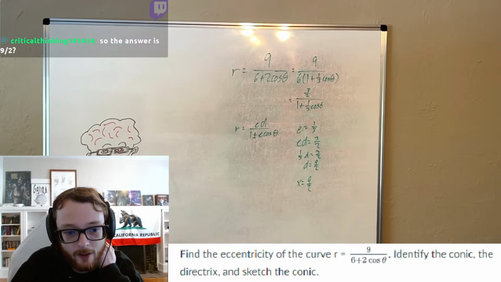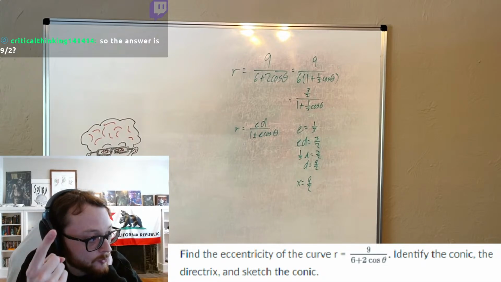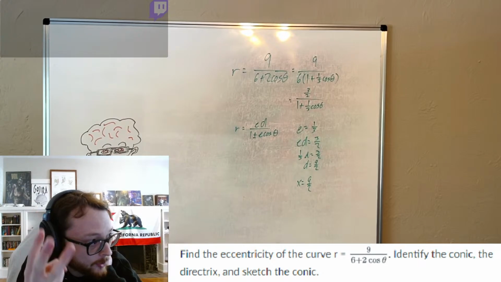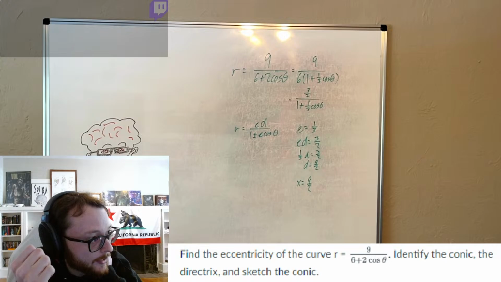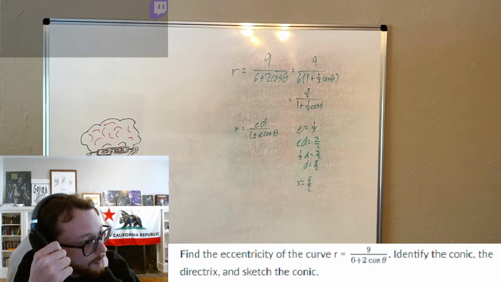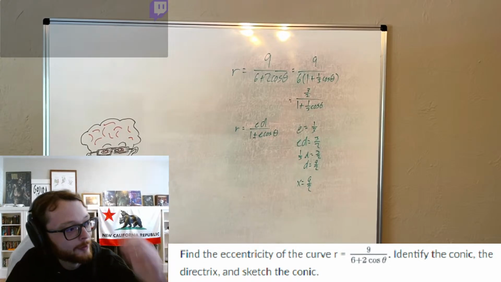Oh, they didn't ask for... well, so they want, I guess, 4 things. They want the eccentricity, for you to say what type of conic, what the directrix is, and the sketch. So I've answered: eccentricity is 1/3. Identifying it is an ellipse, and the directrix is x equals 9 over 2. The sketch part I did not do.